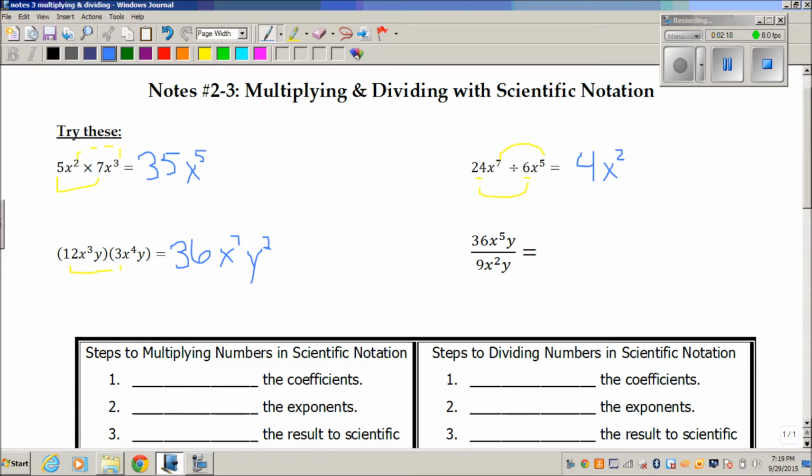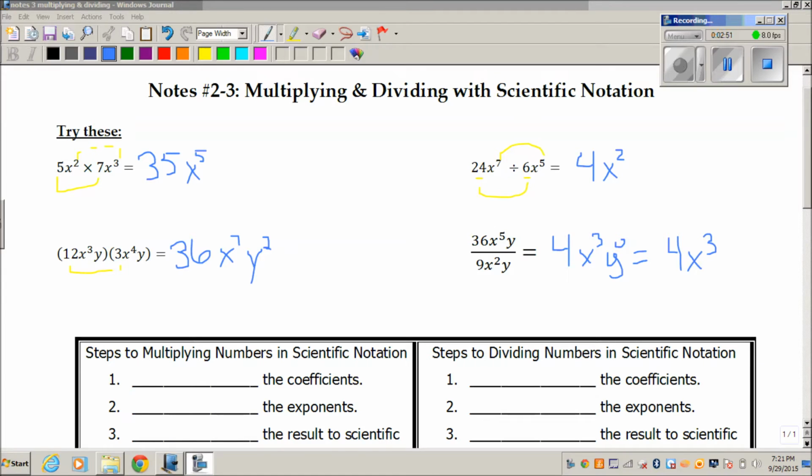In the last example, 36 x to the 5th y divided by 9x squared y. 36 divided by 9 is 4. X to the 5th divided by x squared is x to the third, because 5 minus 2 is 3. And then y to the first divided by y to the first. If we subtract the exponents, we would get y to the 0 power. But we know that y to the 0 power is 1. So we can simply write 4x to the third.